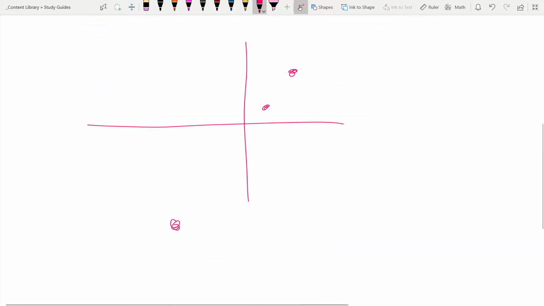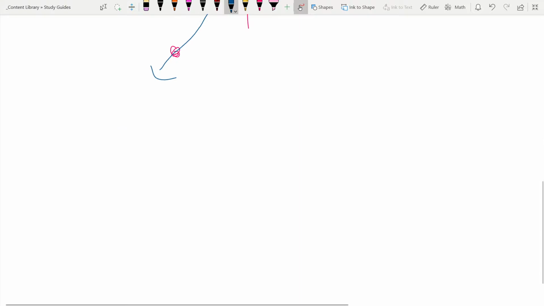And again, this is not going to be perfect. But then you're going to connect your dots, and you have your line. You've just now made the line from the equation.